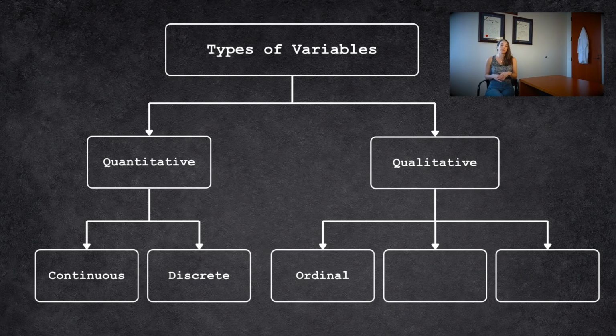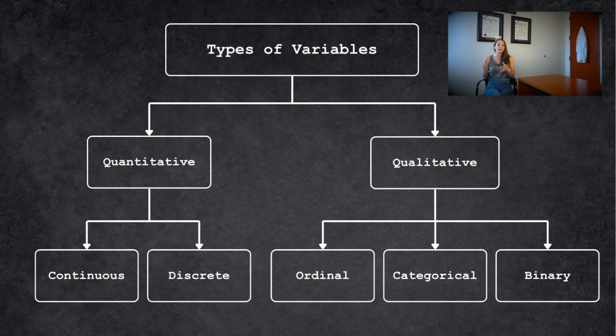Next is ordinal variables. These are ranked categories. They have a clear order, but the spacing between ranks isn't necessarily equal. Think first, second, and third born, or Likert scales like strongly agree and strongly disagree, or pain ratings. Next are categorical variables. These are qualitative and have categories that have no natural order. Think things like eye color, gender, or dog breed. Finally, there's binary variables. These are a special type of categorical. There's only 2 options: yes, no, true, false, or 0, 1.